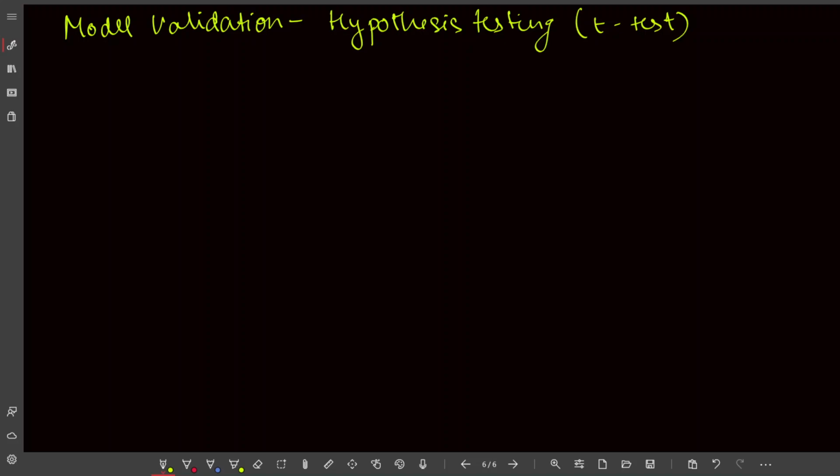Okay, so in this video, let's validate the parameter beta 1 using hypothesis testing. The regression coefficient beta 1 captures the existence of a linear relationship between the response variable and the explanatory variable, right? If beta 1 is equal to 0, we can conclude that there is no statistically significant linear relationship between the two variables, right?